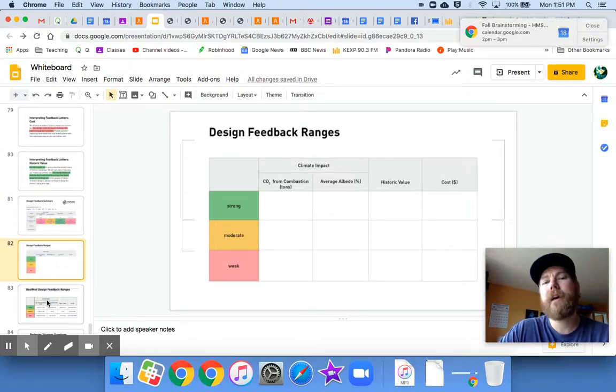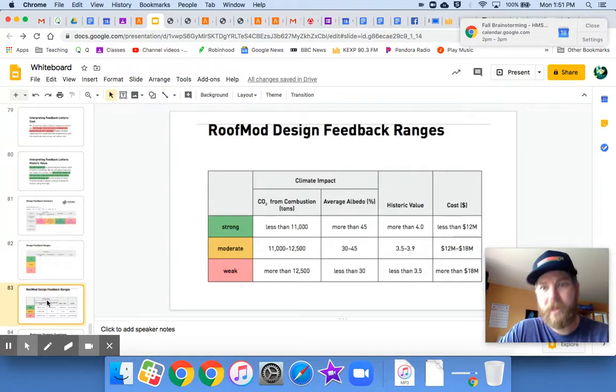So I attached this. I gave you all the values for these. So you have all the ranges here. If you want to get strong, if you want green in all of these categories, you need to meet all of these numbers. More than 45% albedo, more than 4 for historic value, less than $12 million, less than 11,000 tons CO2 from combustion. Now, it might be really hard to get all those values. It might even be impossible.